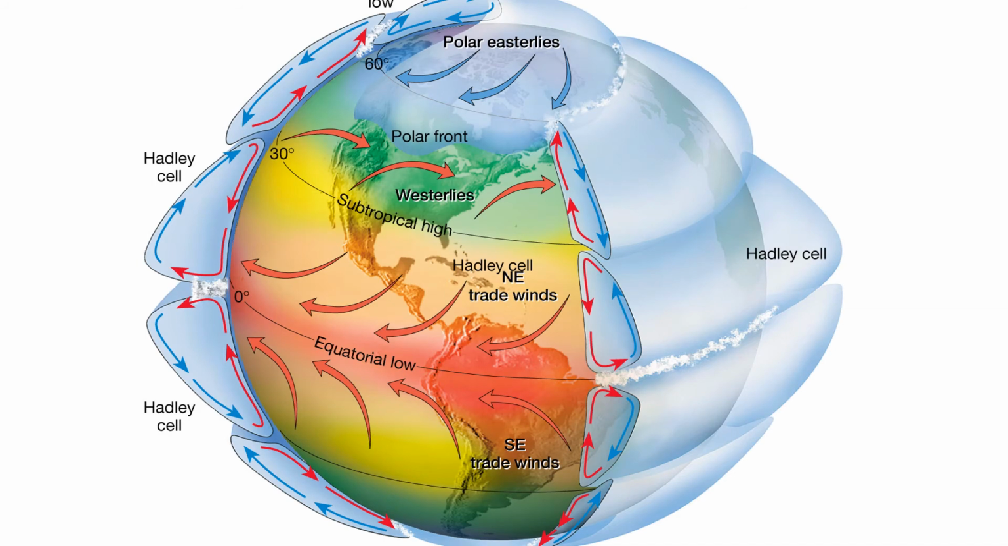And here they are again. Here are the wind systems: polar easterlies, westerlies. These give us the Aleutian low over here, the Icelandic low over here. This gives us the Bermuda high over here and the Pacific high over here.